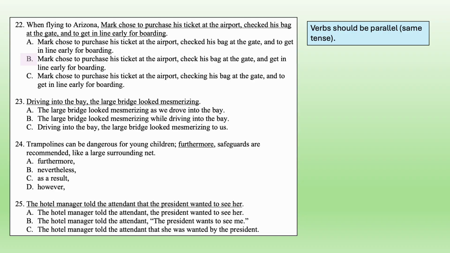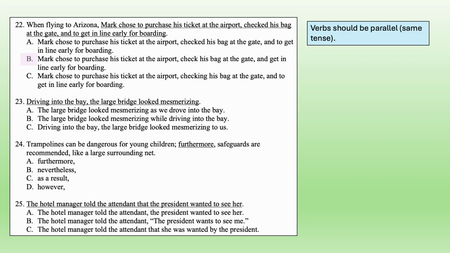So the problem is it says Mark chose to purchase, checked his bag, and to get in line. The preposition to is not carried all the way through. And that is also true of A, and some of the other ones do this, because if it's correct as is, you would choose the first example, so it just repeats, I think, if I remember correctly, it just repeats the example. And then C is all kinds of jacked up.